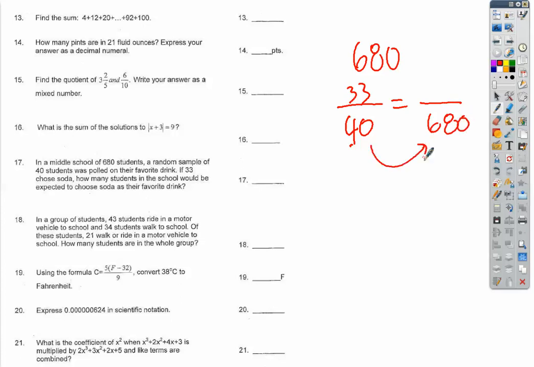What is the scale factor here? Well, how many times does 40 go into 680? Well, how many times does 4 go into 68? That's 1, carry the 2, so that's 7, 17 times, so I multiply this by 17. 33 times 17, why do they always pick ugly numbers to multiply?